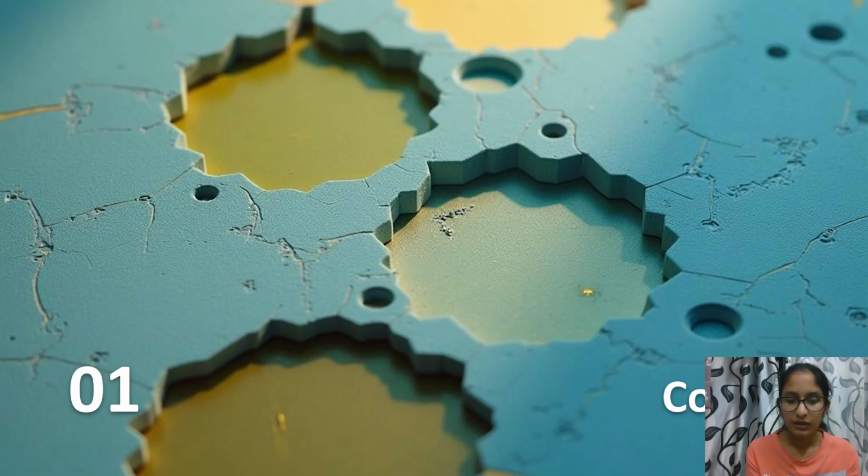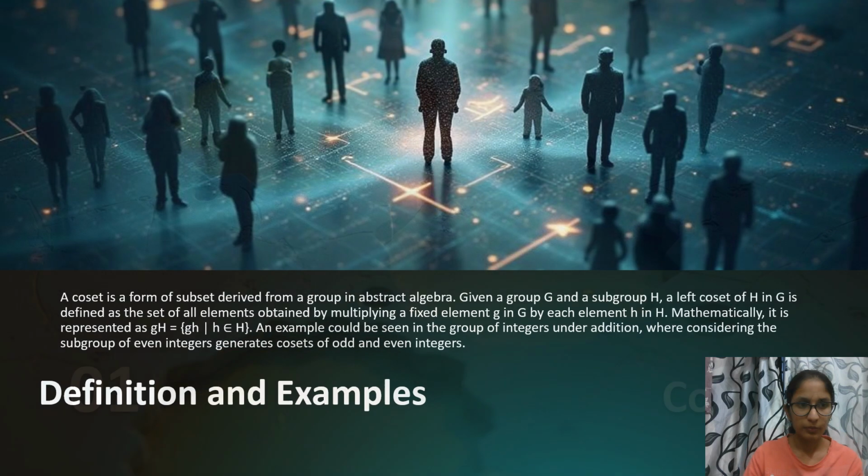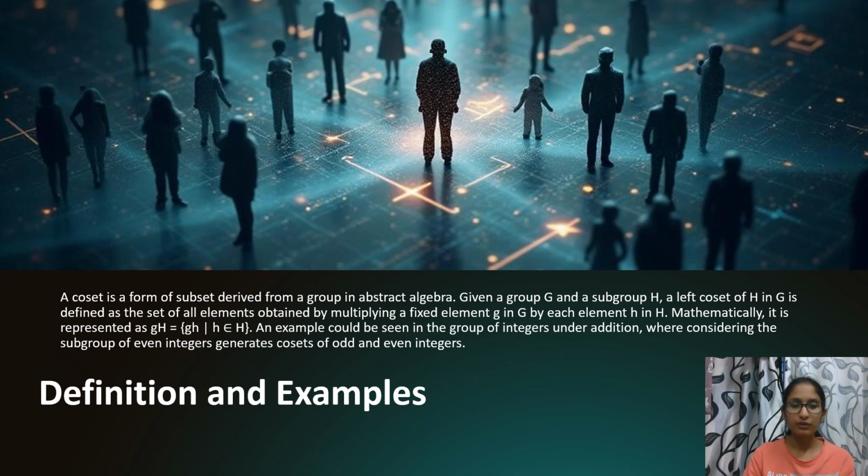Now let us begin with the coset. A coset in discrete maths is a fundamental concept of group theory that helps to understand the structure and behavior of the subgroups. It is essential for proving theorems like Lagrange's theorem and also for understanding the quotient groups. Basically, a coset is a form of subset which is derived from a group in abstract algebra.